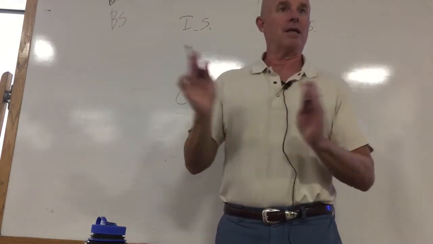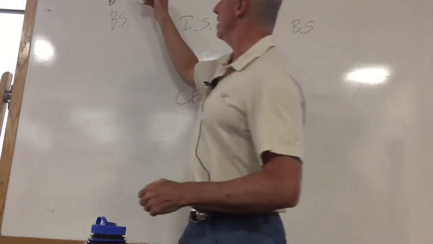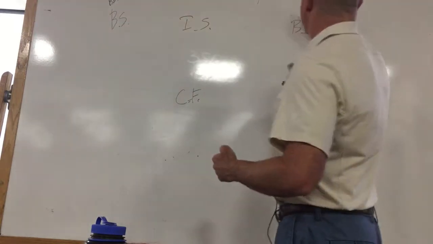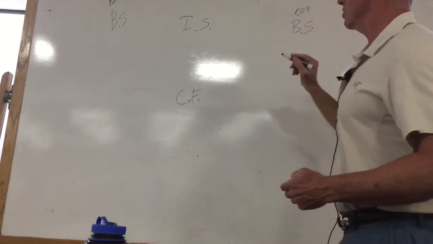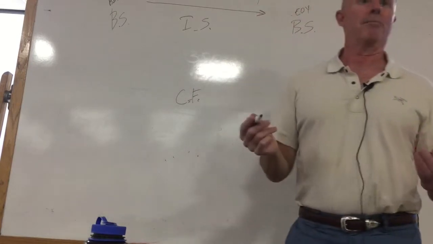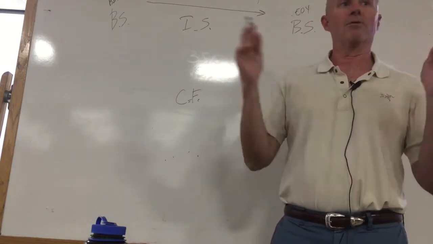A fiscal year can be any time of the year. We'll just say January 1st is the beginning of the year, and then December 31st will be the end of the year. So we're going to have two balance sheets. And then the income statement is what happens over time. That can be over a month, over a week, over a quarter.